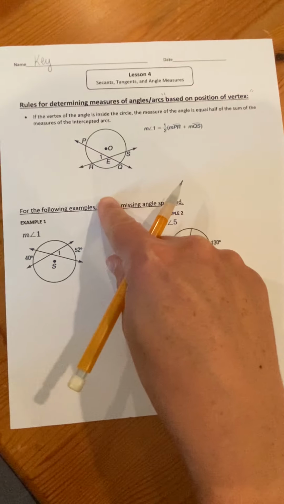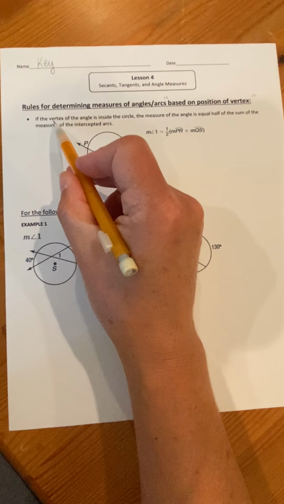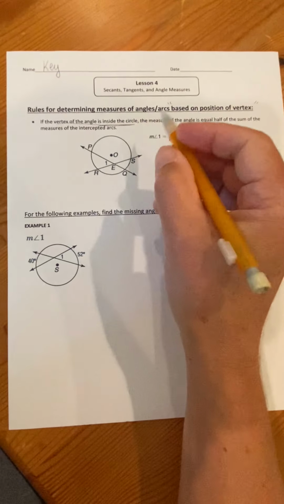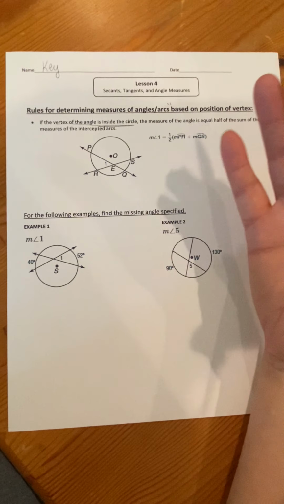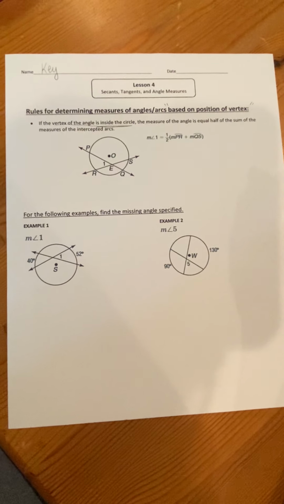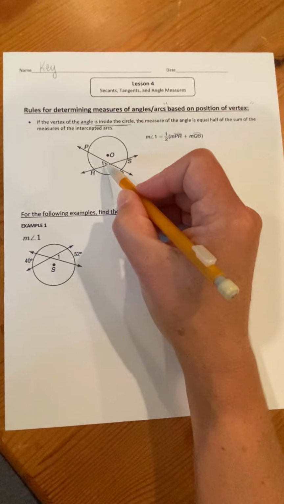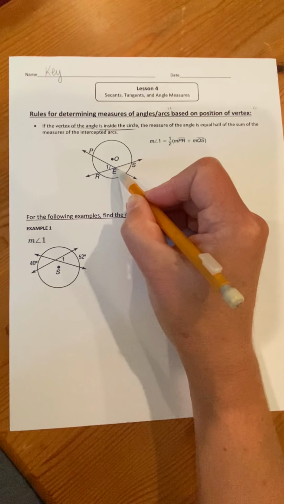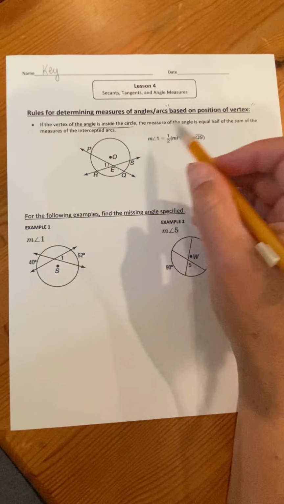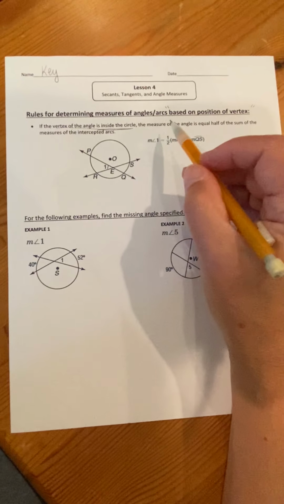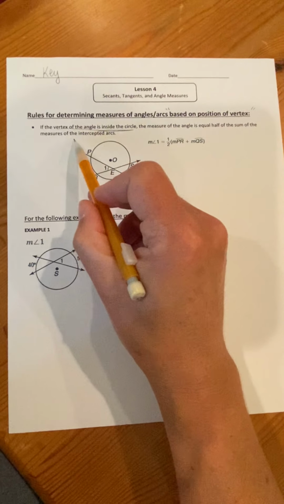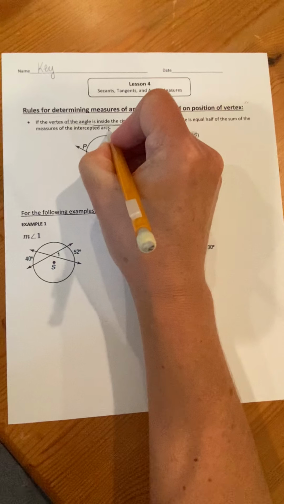So the first rule we're going to go through is when the vertex of the angle is inside the circle, but more specifically not the very center of the circle, because we already did that rule before. If we're finding the measure of angle 1 right here, see how the vertex point E is somewhere inside the circle, but not the center. You have this rule: the measure of the angle is equal to half of the sum of the measures of the intercepted arcs. Plural.